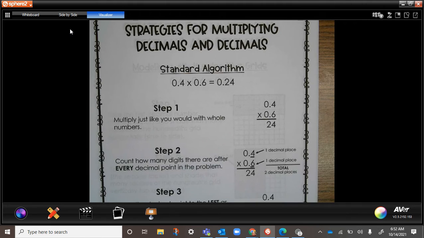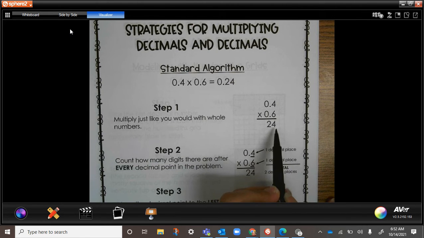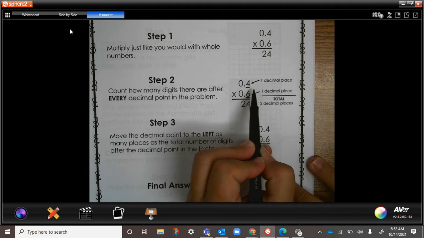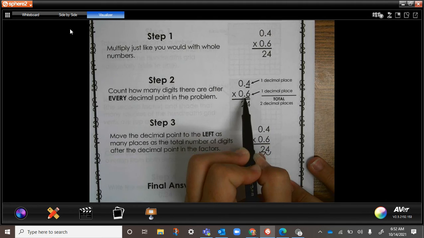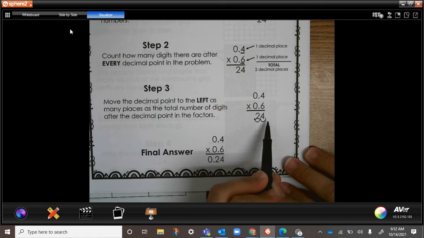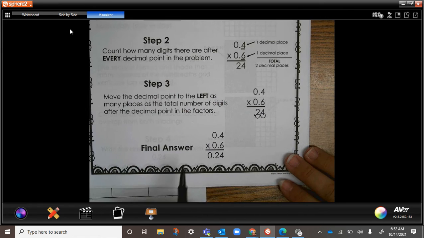Here's that same problem, but with standard algorithm. So again, you just line them up, multiply like normal. 6 times 4 is 24. Then you count your scoops. So here it would be 1 scoop, 2 scoops. So then when you go to write your answer, you're going to do the 2 scoops. 1 scoop, 2 scoops. So your final answer is 24 hundredths.